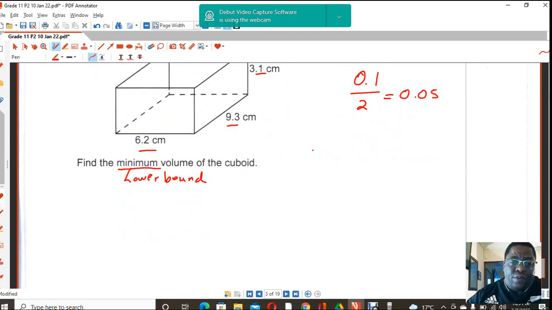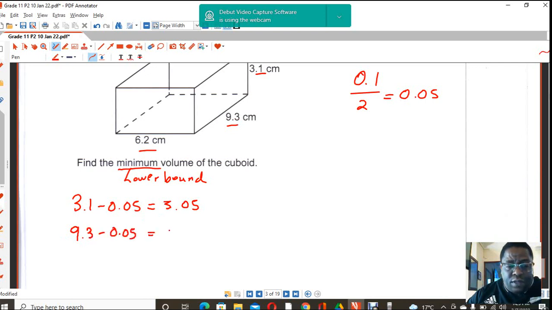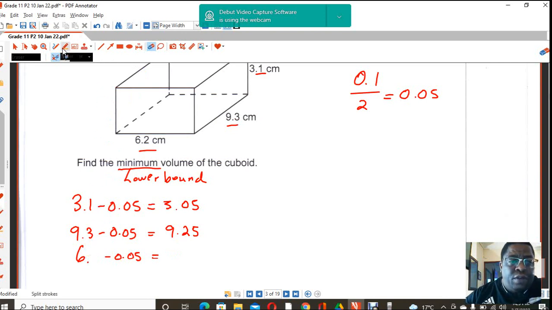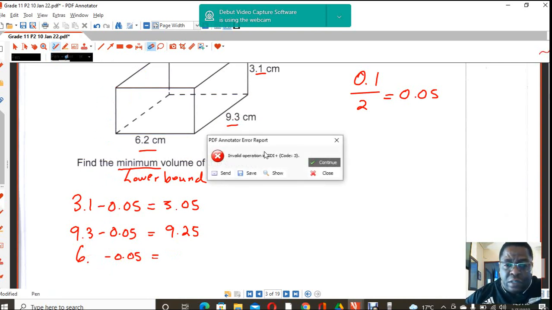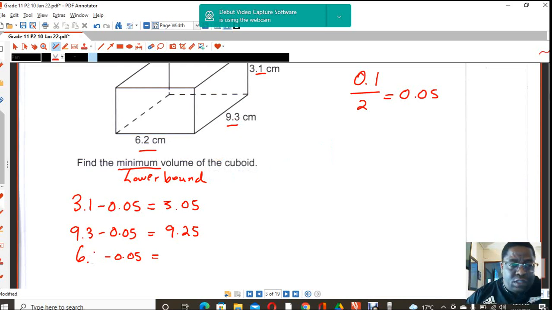All right, so for example, the lower bound of 3.1, take away 0.05, that gives you 3.05. The lower bound of 9.3, take away 0.05, that gives you 9.25. The lower bound of 6.5, take away 0.05, that gives you, so this number here is not 6.5, but this number is 6.2.